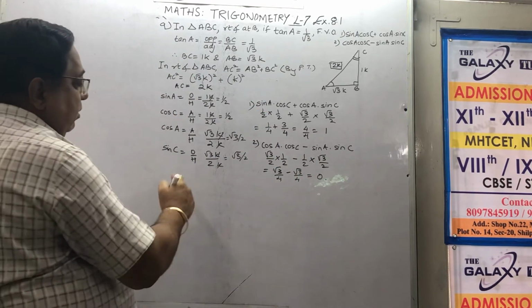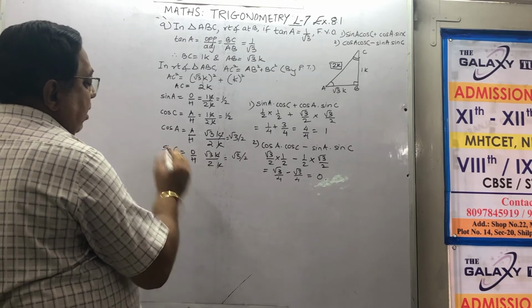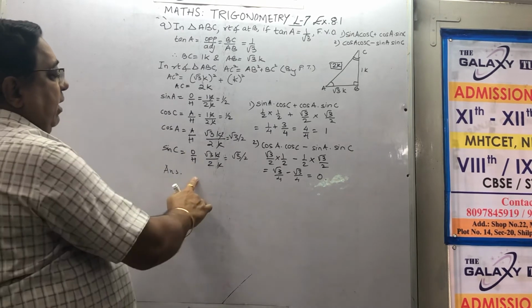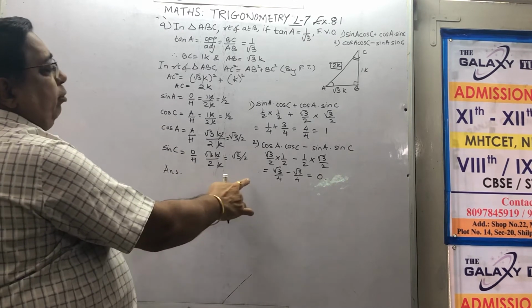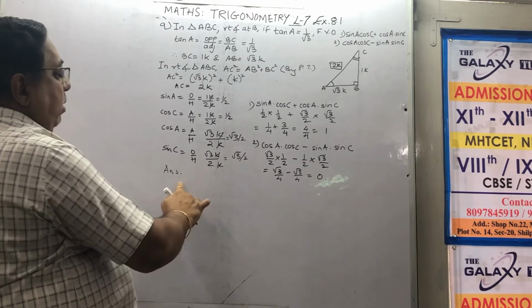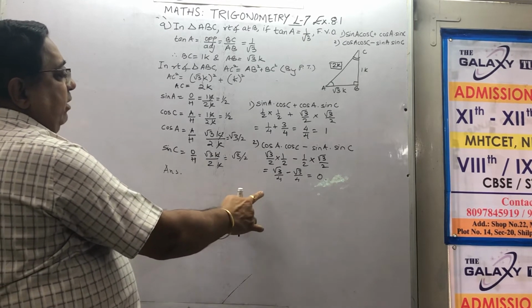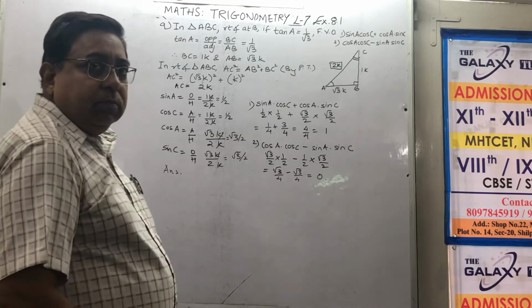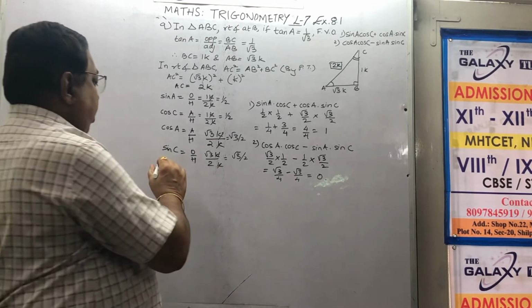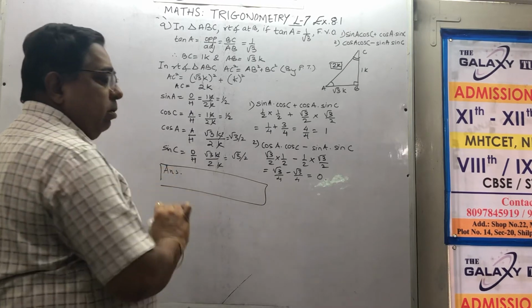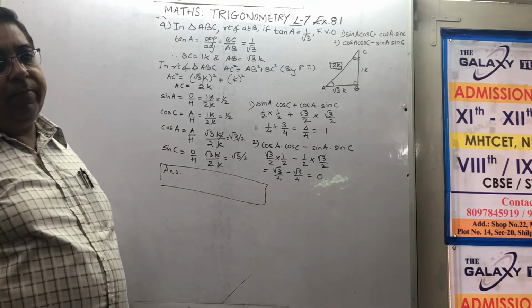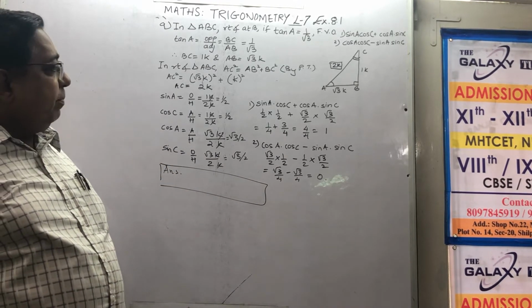Please write the answer. I keep reminding you, you have to write the answers separately. Answer: sin A into cos C plus cos A into sin C is 1. Number 2: cos A into cos C minus sin A into sin C is 0. Please write the answer, put a square box, otherwise your marks will go. You need half a mark for presentation. So kindly give the presentation.